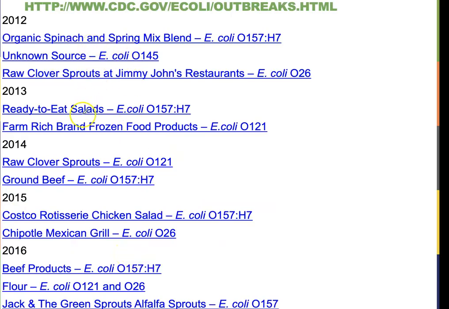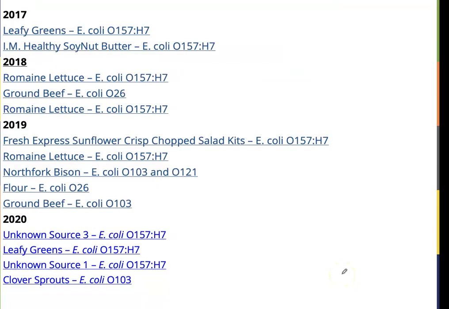Again, spinach, sprouts, salads, everything. There is ground beef here, but you don't have to just worry about meat or undercooked meat. The E. coli can be passed on to these foods because a lot of times in the packing plant, things can become contaminated. Closer to us, we have more E. coli O157:H7.